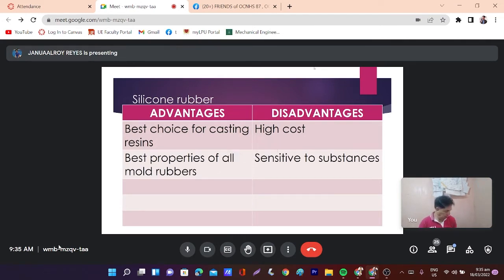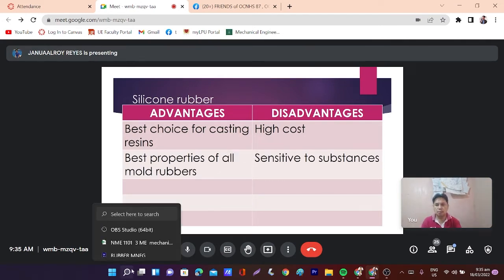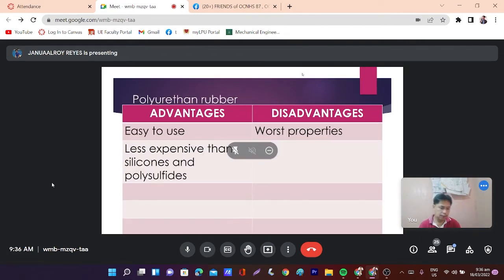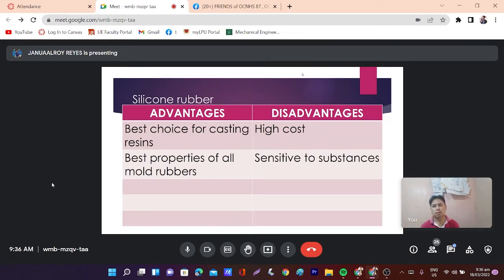So, next po yung silicone rubber. Silicone rubber is the best for casting resin and has the best properties of all mold rubbers. Ang disadvantage naman is masyado siyang mahal and sensitive siya pag nadidikit sa ibang mga substance. Another advantage ng silicone rubber is yung thermal stability niya. Pwede flexible sa hot and cold temperature.